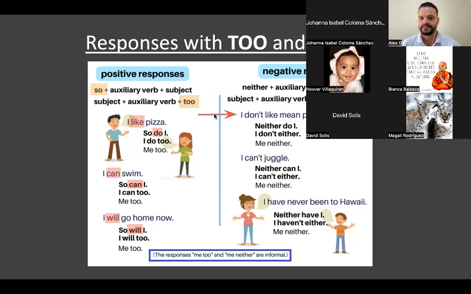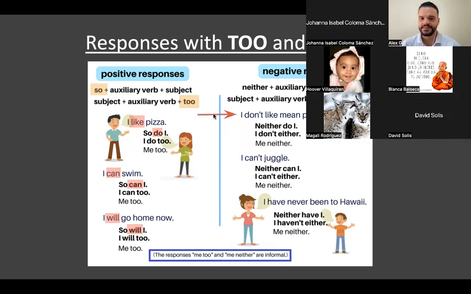I don't like mean people. The neither response? Neither do I. I don't either. Me neither. Very good. Because the original sentence is now negative, I don't like, we're going to respond with neither, and we use the auxiliary do, okay? All three of the expressions are very similar, so it doesn't matter which one you use, just make sure that if it's negative, we use neither. If it's affirmative or positive, we use so do I.